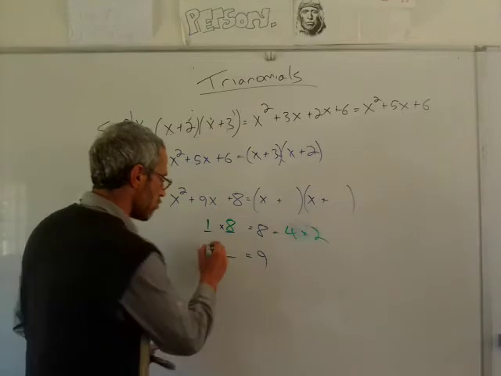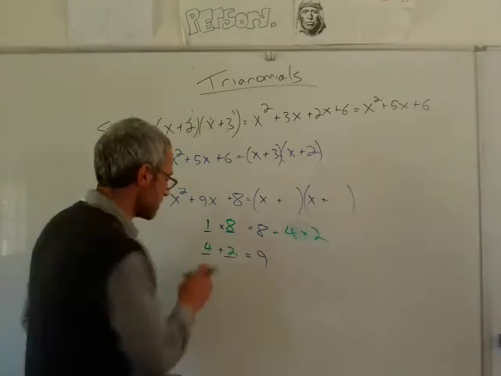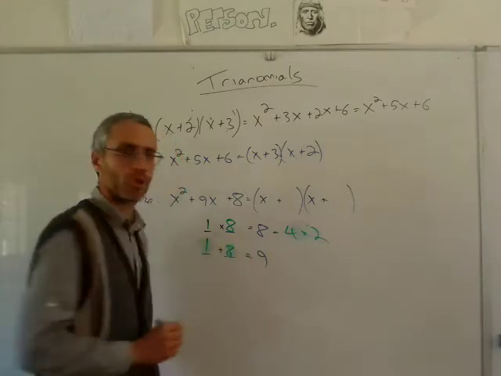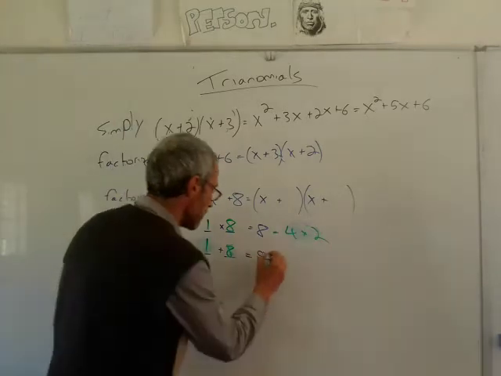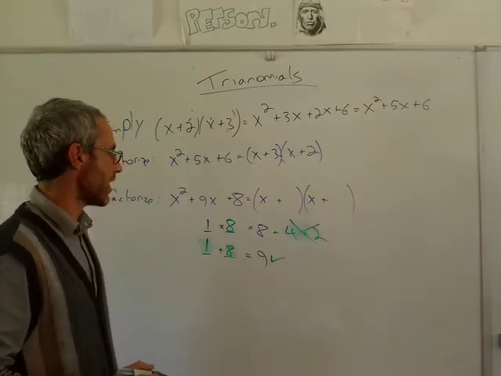Now, if I write 4 plus 2, is 4 plus 2 equal to 9? Of course not, it's 6. So let's try the other pair. Okay? 1 and 8. Is 1 plus 8 equal to 9? Yes, that is true. Okay? So the 4 and 2 is not the pair of numbers that I need. The numbers I need are 1 and 8.